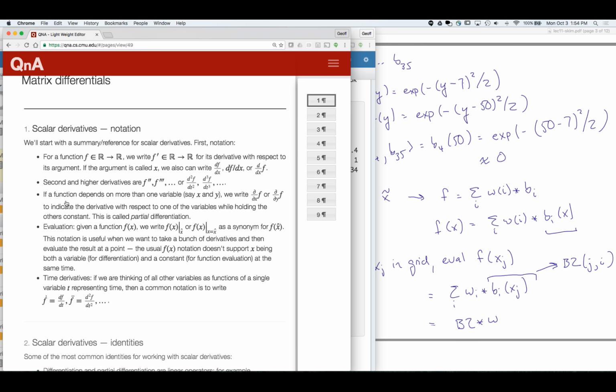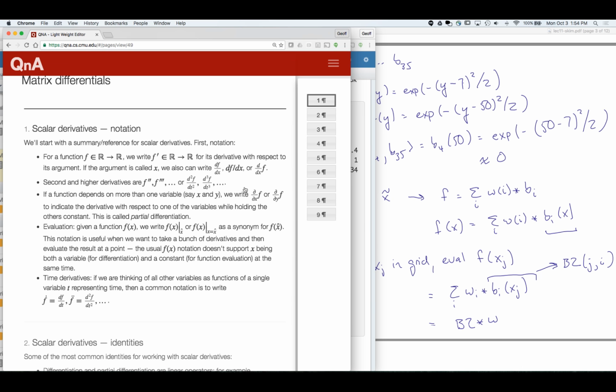If a function depends on more than one variable, you can write with this curved d, which is called a partial sign, partial by partial x of f or partial by partial y of f. And what that indicates is the derivative with respect to one of the variables while you're holding the other variables constant, right? So this is called partial differentiation.